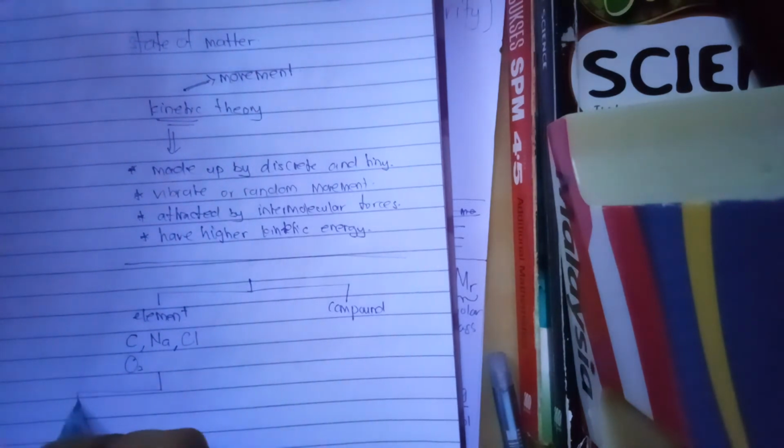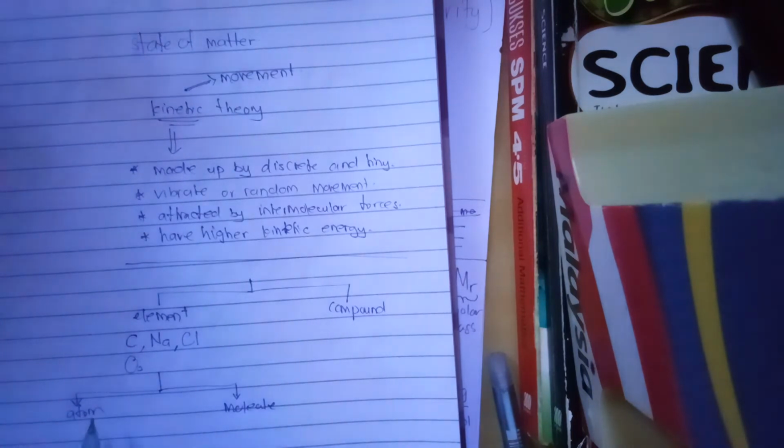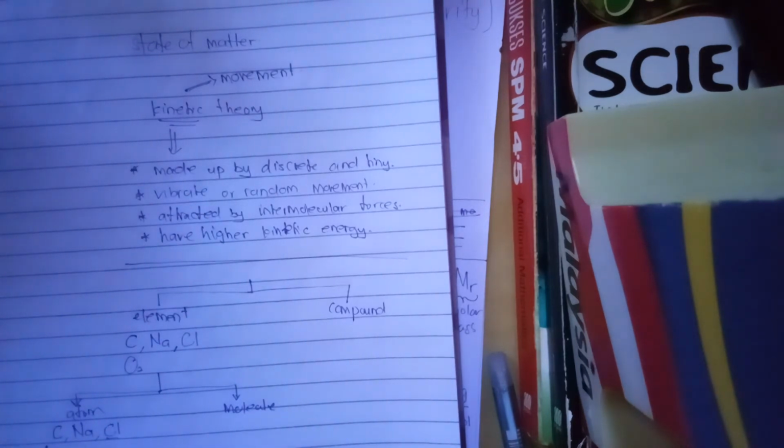So that's why we can split them into atom and also molecule. For the element, an atom, as I mentioned just now, is a simple form, meaning it exists as one. For example, carbon, you have Na, you have Cl. So here you see you have one Cl, one Na, one carbon. So they are atoms, they are elements.